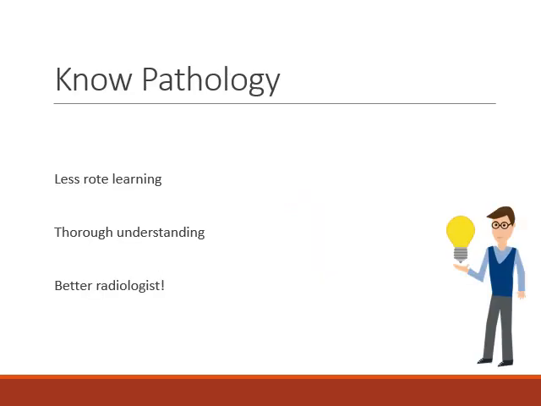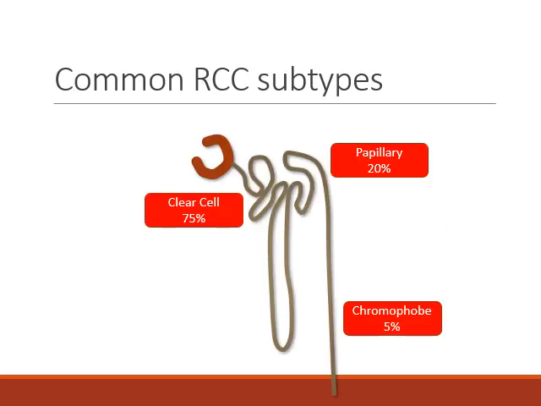I say this at every teaching I do. If you understand the pathology and the pathophysiology of a lesion, then you don't have to rote learn things. So, with that in mind, here is our old friend the nephron and the three most common RCC subtypes that you should be aware of.